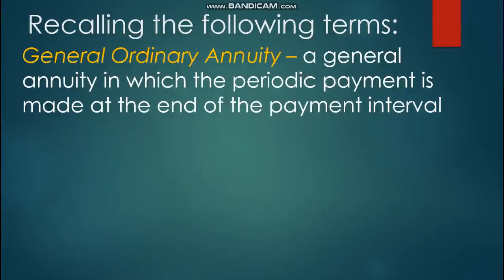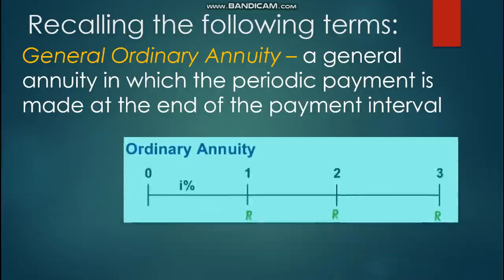Ano naman yung general ordinary annuity? A general annuity in which the periodic payment is made at the end of the payment interval. So, unang-una, magkaiba na yung payment interval niya at saka length ng interest compounding period. Tapos, magbabayad ka every end of the payment interval. Tatawagin natin siyang general ordinary annuity.